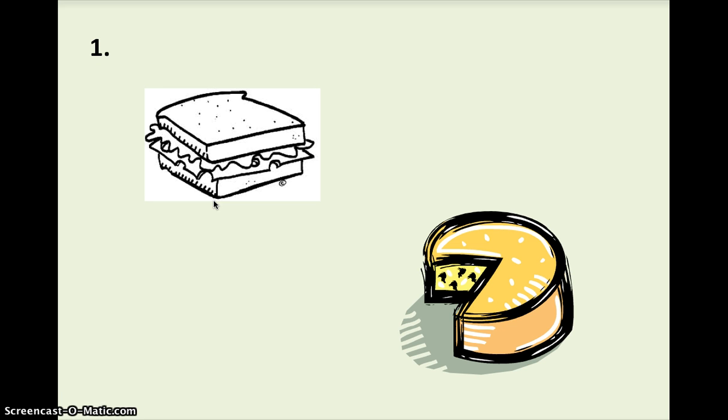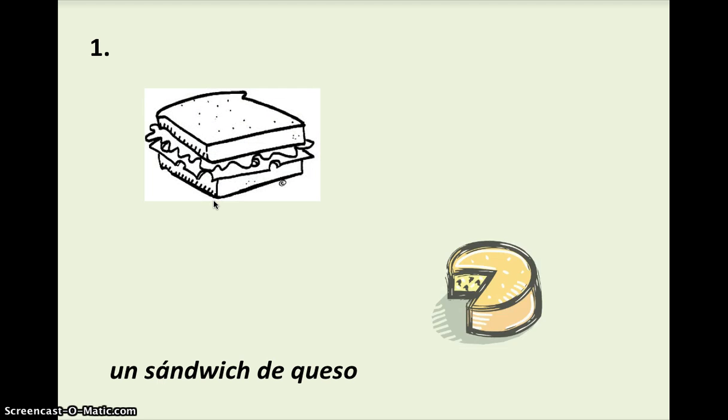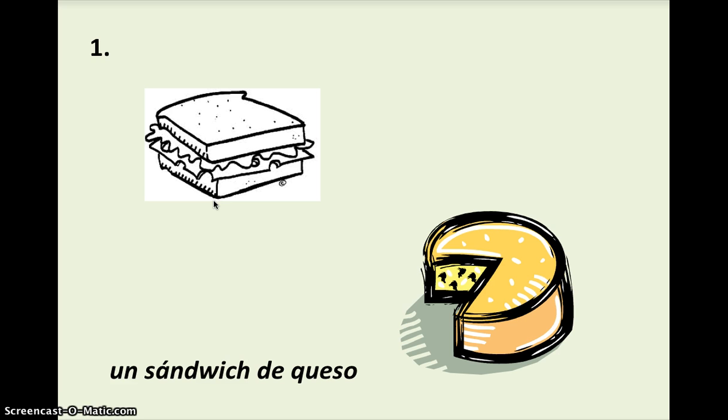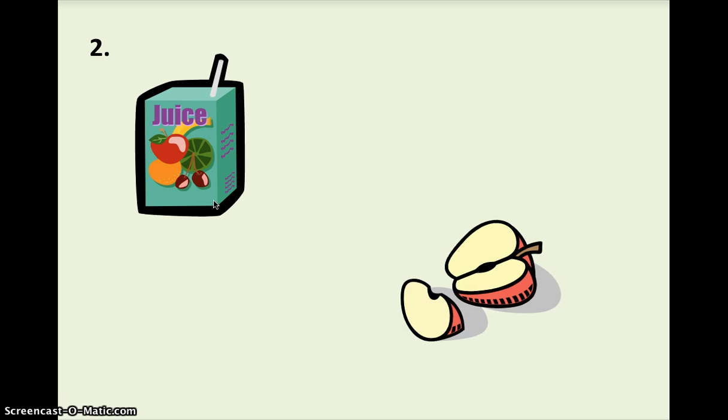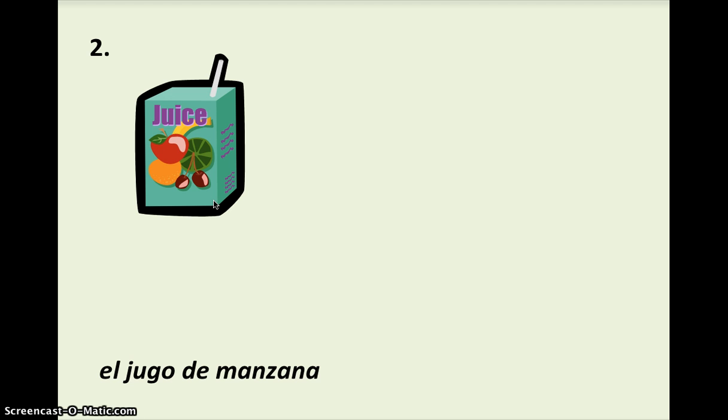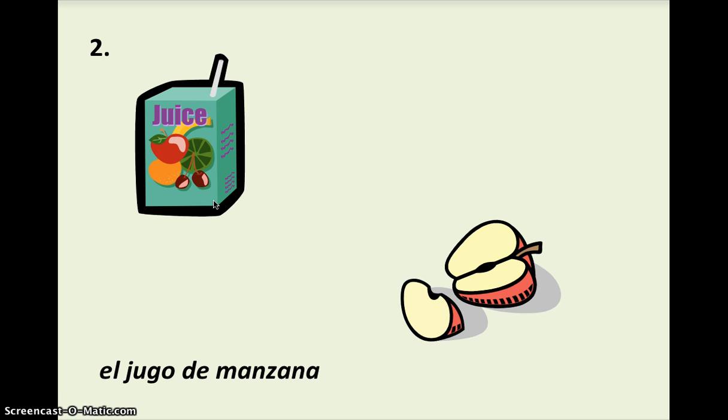We have a sandwich and we have cheese. So how would you say a cheese sandwich? The correct answer would be un sándwich de queso, or sandwich of cheese, or cheese sandwich. For slide number 2, we have juice and we have an apple. So basically we're saying apple juice. How would you say apple juice in Spanish? The correct answer is el jugo de manzana, apple juice, juice of apple.